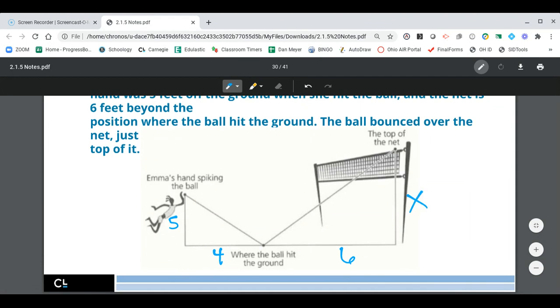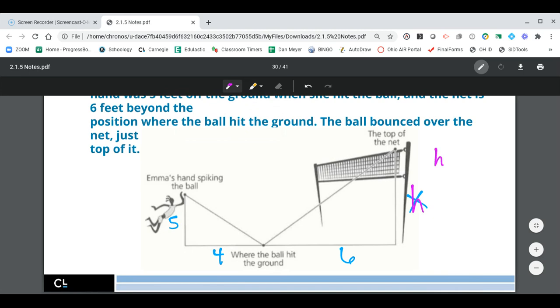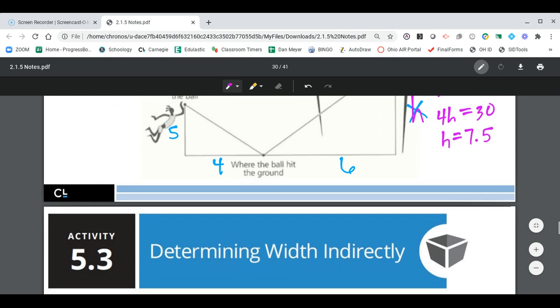We want to find x. I'll change colors so you can see it over here. We could do a number of proportions, but I'll call this H. So H over 5, the height of the net, which corresponds with the height that she spiked it, equals the base of that triangle, 6, over the base of the other triangle, 4. So 4H equals 30. Then divide both sides by 4, and you get H equals 7.5. And then we'll move on to the next section.